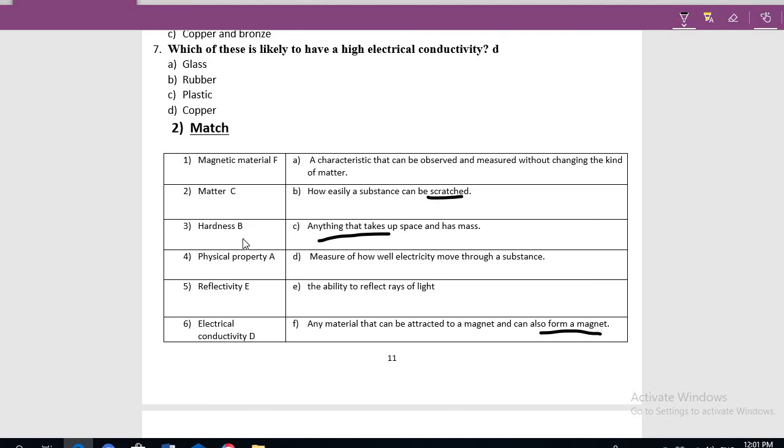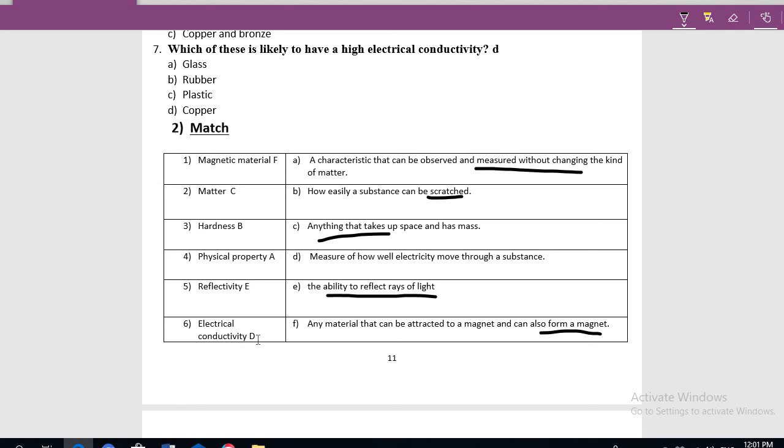A physical property is a characteristic that can be observed without changing the kind of matter. Reflective, like a mirror, is the ability to reflect a ray of light. For example, a mirror can reflect rays of light. So reflectivity is the ability to reflect rays of light.